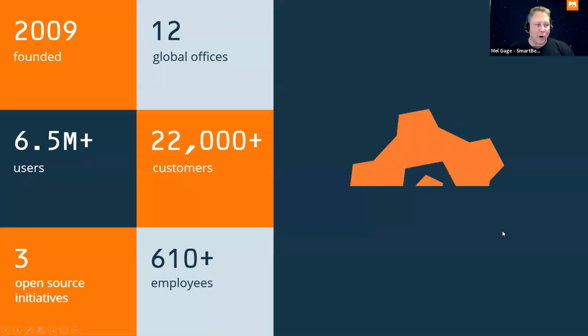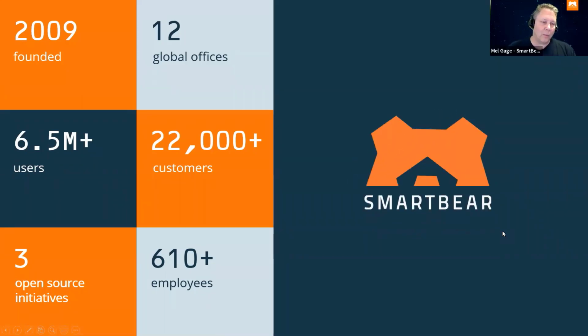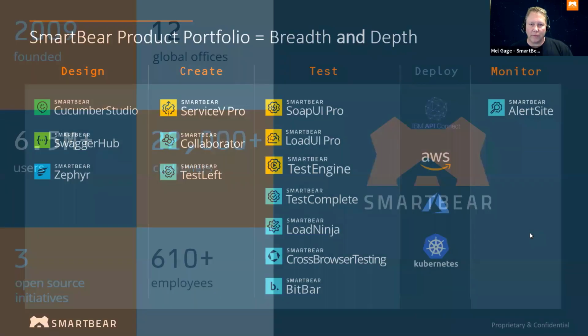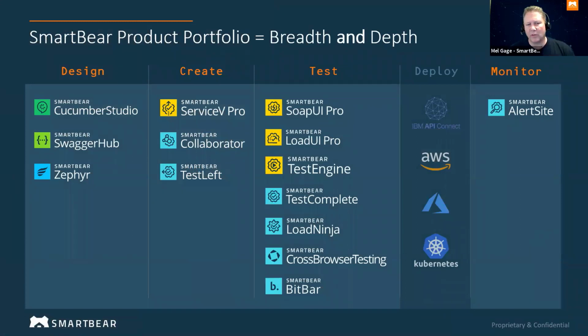So just a little bit about SmartBear. We are a global company. We have a great product suite that spans all of your development needs. We have everything from design and creation, where we're going to be focused today on Collaborator, to our test products, and then onto our monitoring product as well. So if you're looking to build out your suite of tools for your organization, we likely have the tools you need to be successful with your software design.